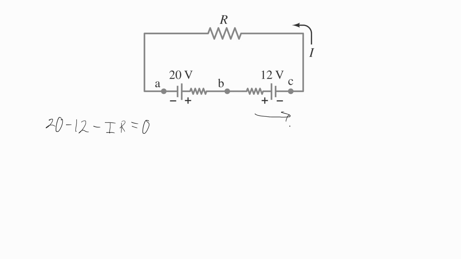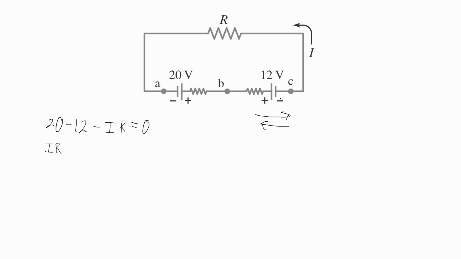If I made the loop the other way, still having my current go this way, and I start at A, I'm going to go across my resistor, but now it's going to be a voltage increase since I'm looping in the opposite direction of my current. So I'm going to have I times R.